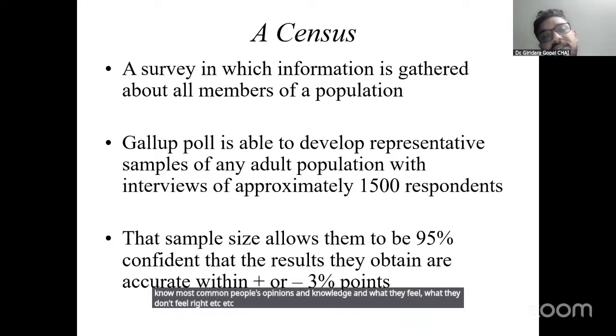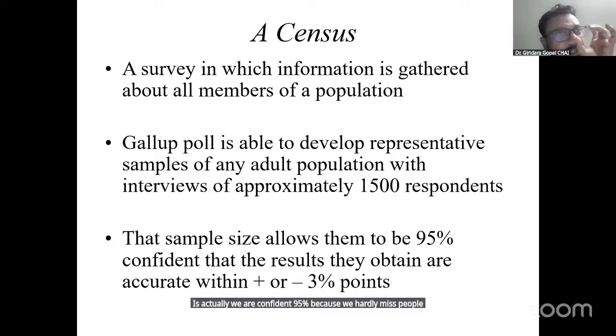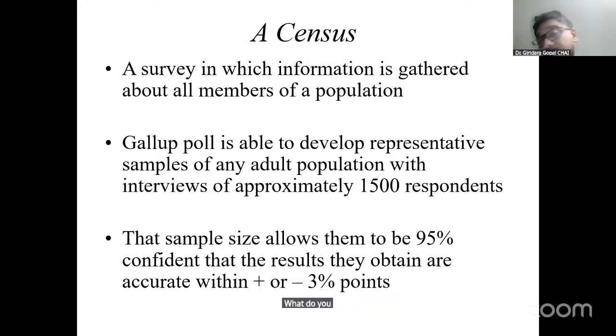And usually the sample size allows the kind of results that we arrive from these approaches, we are 95% confident because we hardly miss people. And the confidence interval will be super narrow, and you will be accurate by just plus or minus 3%, right? That's the kind of precision that you would be able to achieve from a census-like activity.